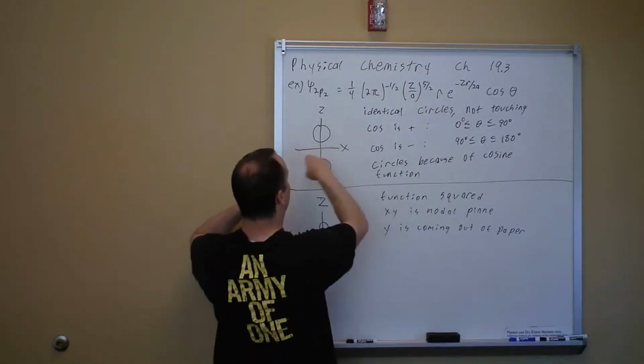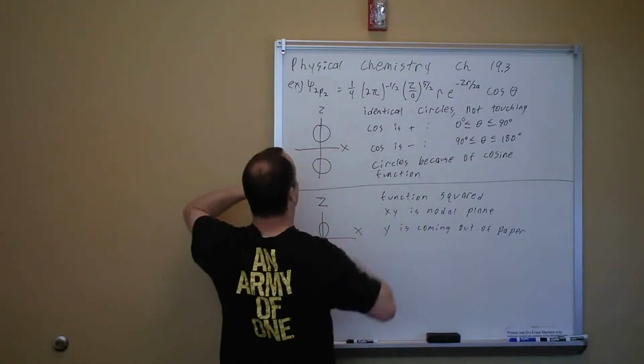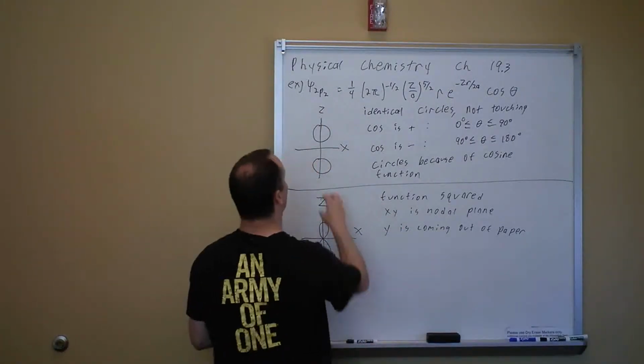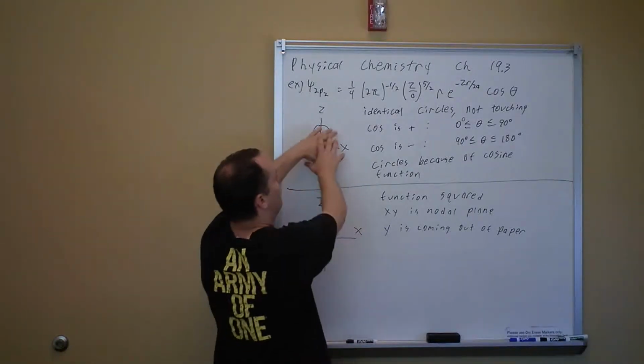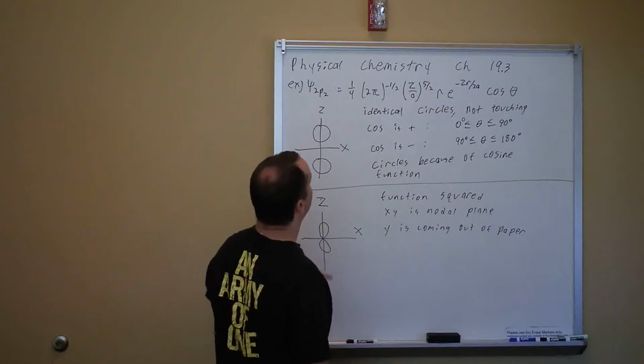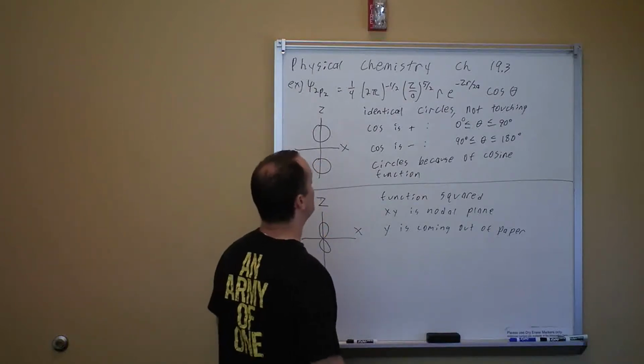Now, this is a graph of the actual function. So here's your x-axis, y would be in the plane like this, and then here's your z-axis. Notice it looks like a pair of identical circles. They're not touching unless, of course, you were to go to 100%. But this would be like 95% or something.